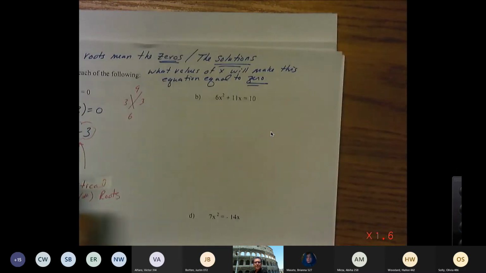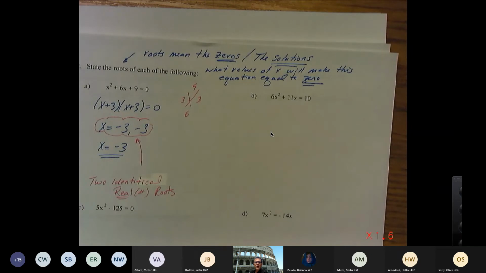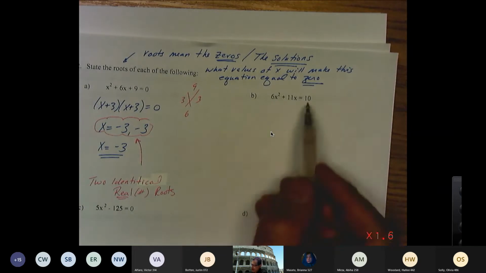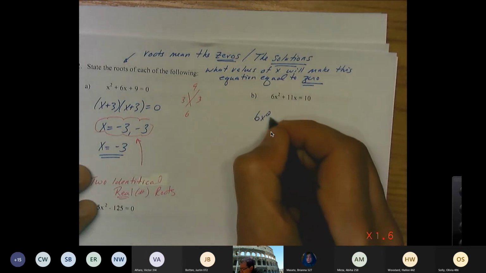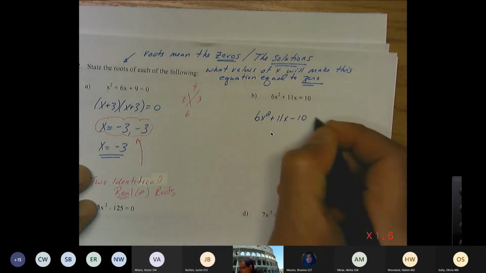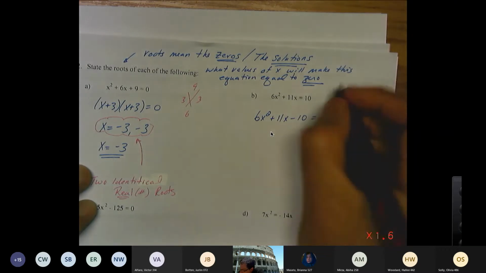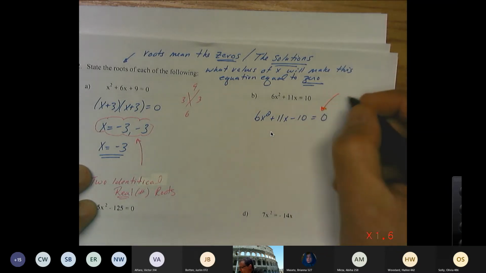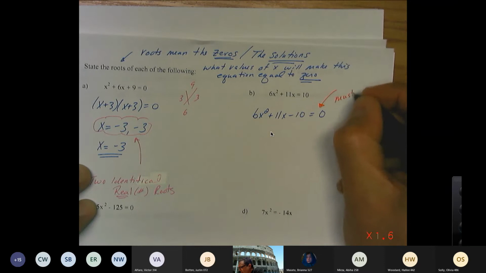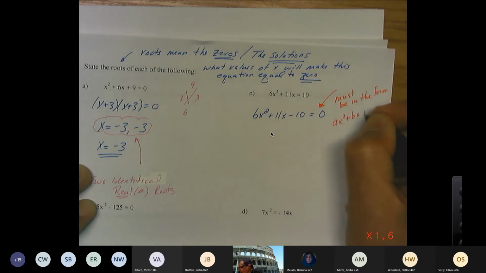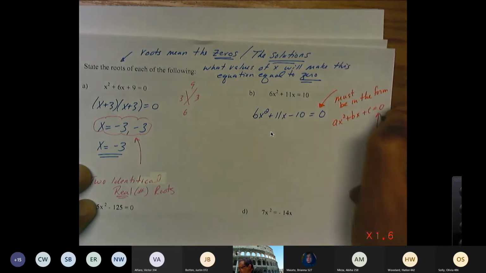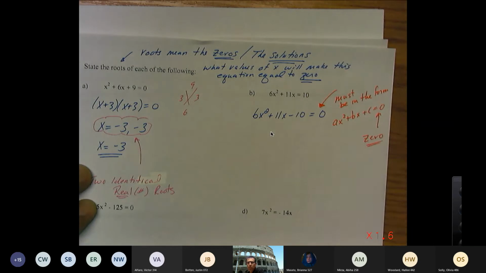Let's do this one. Now remember, we're using the zero principle. We have to get this equal to 0. So it has to be rearranged. You have to make it equal to 0 first. It must be in the form ax squared plus bx plus c equals 0. Okay, it has to be.